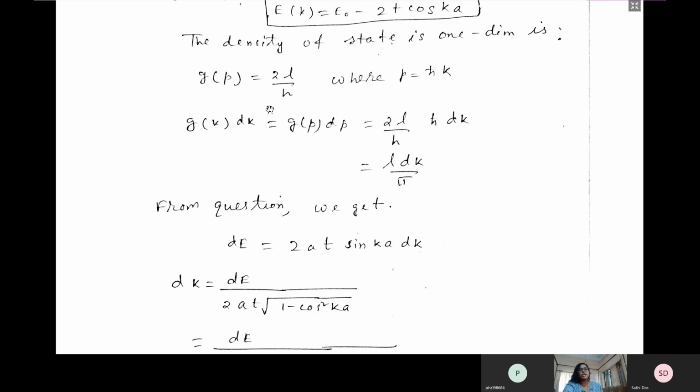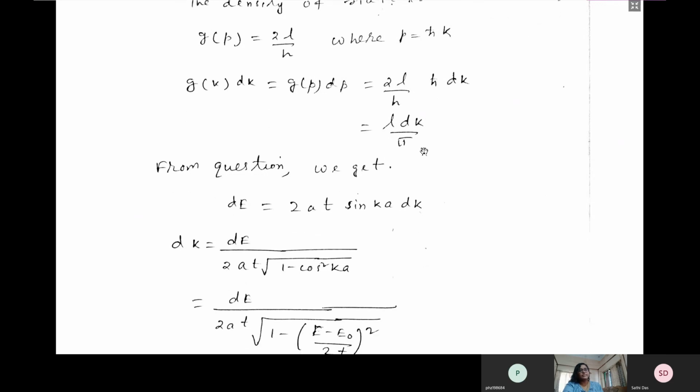So the density of states in one dimension is L by h, and you have to multiply by 2 for the electron case. Why is it L by h? Because it is the length of the macroscopic system divided by the microscopic system length. So that is L by h. Actually it is dp by h, or you can write it as dk by h. So dk will become 2 by h into h cross dk. So here you get L dk by π.